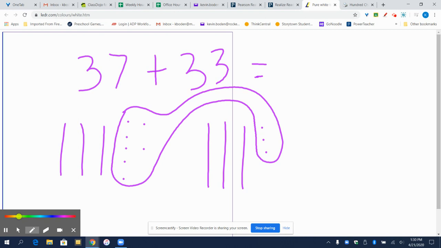So did we make a 10? Yes, we did. Now we have 1 10, 2, 3, 4, 5, 6 tens plus one more 10 for 7 tens. And then how many ones are left over? I don't see any. So the answer is 0 ones left over. So 7 tens plus 0 ones is 70.